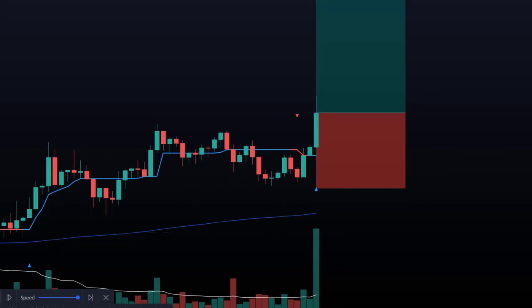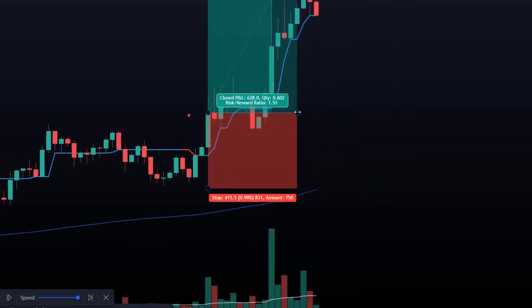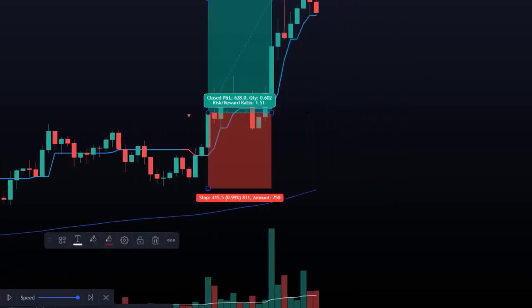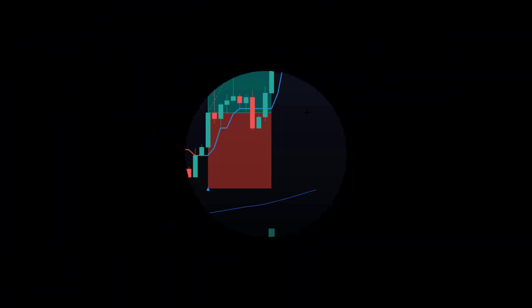Now let's see how this buy position closes. As you can see, this position closed in profit within about 1 hour.